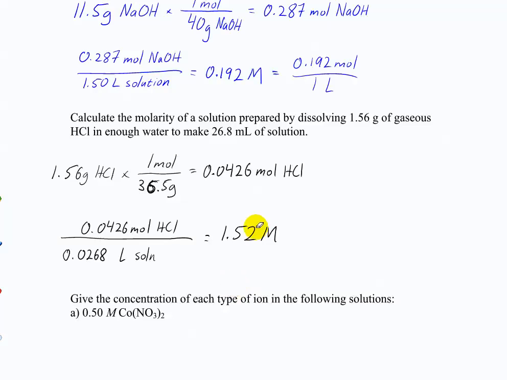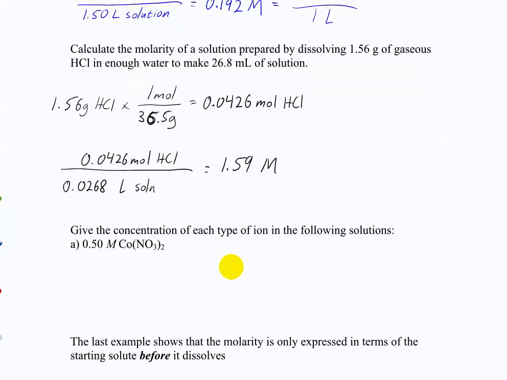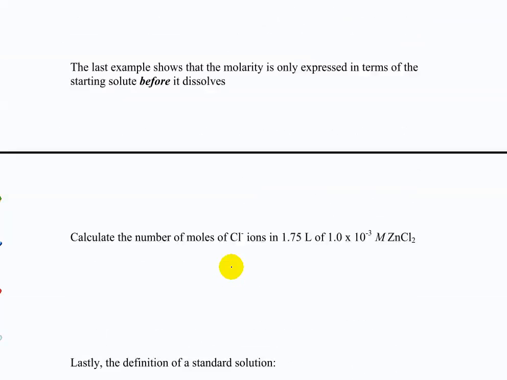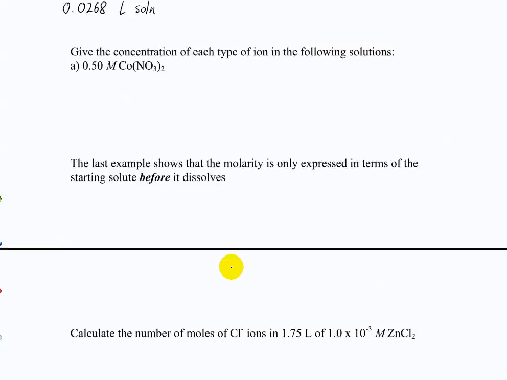Yeah, that's what I've written down too, actually. All right. 1.59 molar. So we would say that this solution is 1.59 molar in HCl. We can also say that there are 1.59 moles of HCl in every 1 liter of this solution. All right. So far, so good? Okay. A couple more examples, and then we will take a break and then come back to talk about dilution.